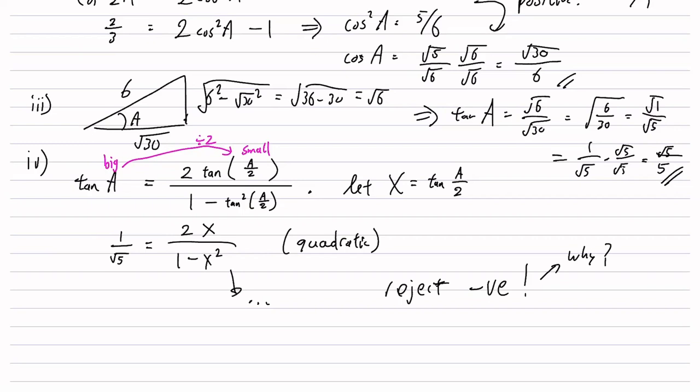Because eventually you solve for x equals tangent A over 2. If A is acute, what does it mean about A over 2? The angle will also be acute first, and because of that, the tangent will also be positive. Acute is quadrant 1. Okay, I'll leave that to you for part 4.